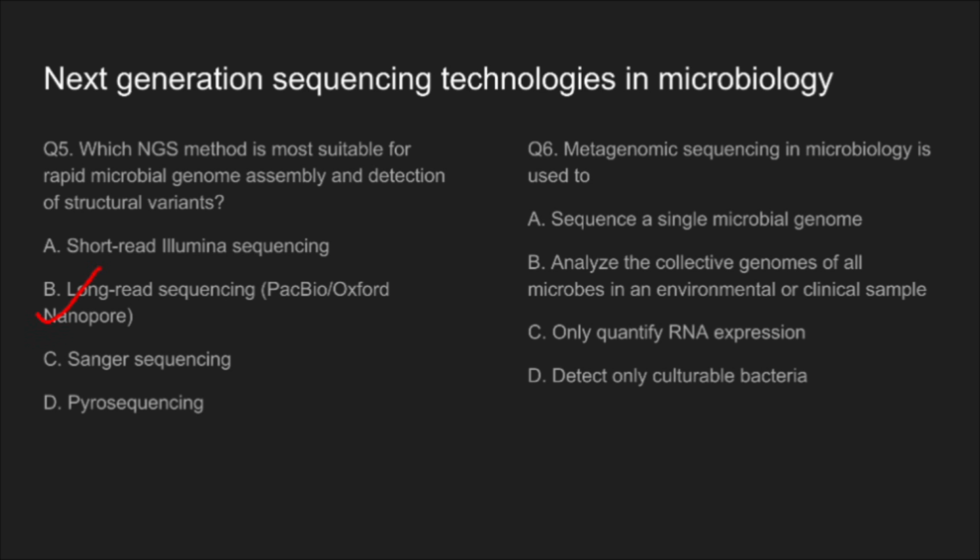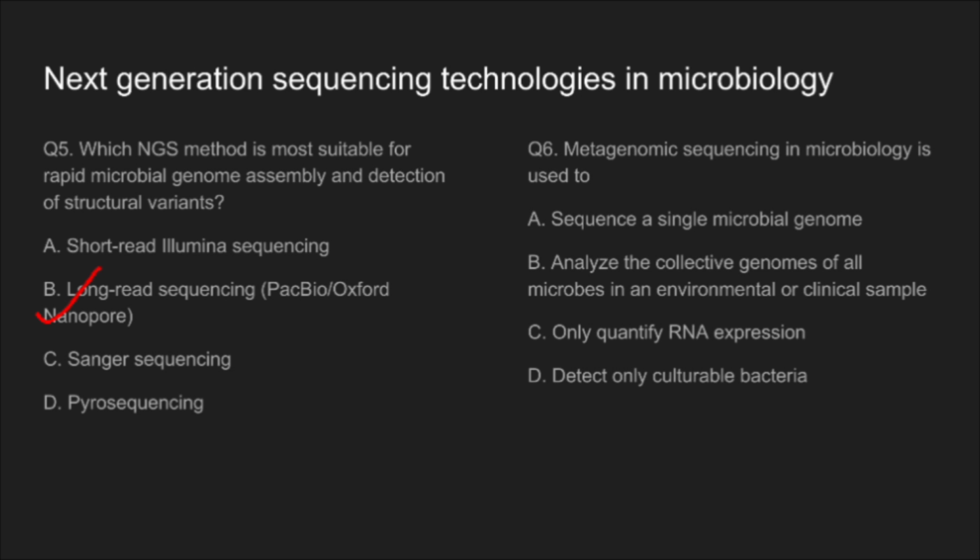So long read sequencing can span repetitive regions and structural variants. So this improves genome assembly accuracy. Now question number 6. Metagenomic sequencing in microbiology is used to A. Sequence a single microbial genome. B. Analyze the collective genomes of all microbes in an environmental or clinical sample.